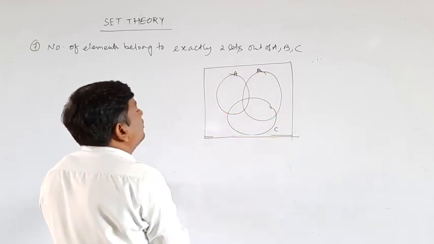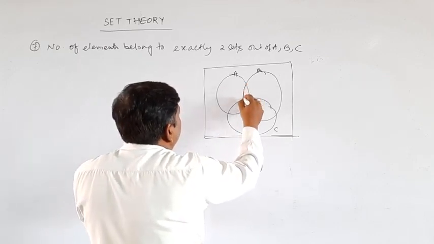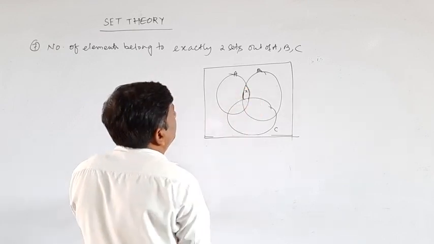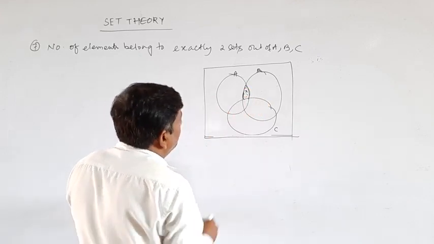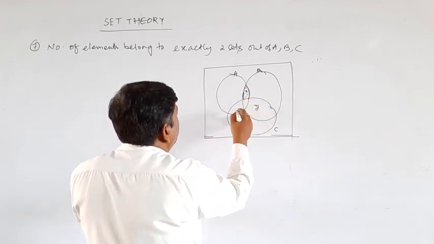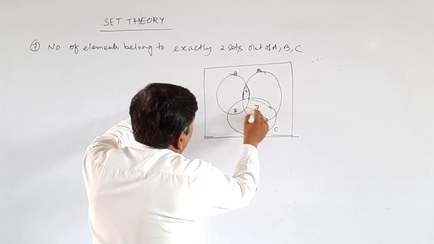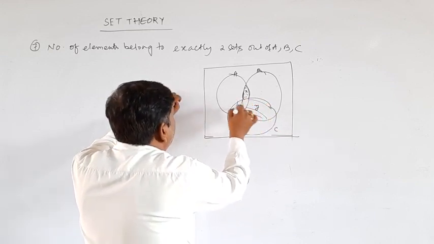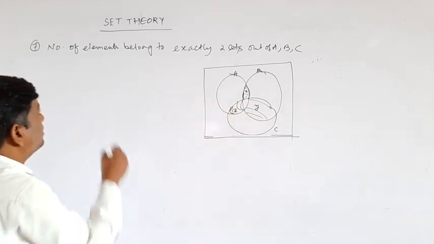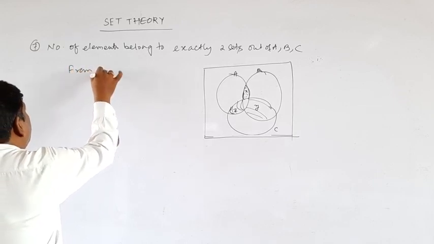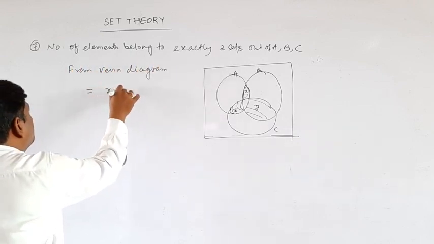Now, what is exactly 2? Suppose this region is X, this region is Y, or this region is Z. So exactly 2 means, from the Venn diagram, this is equal to X plus Y plus Z.